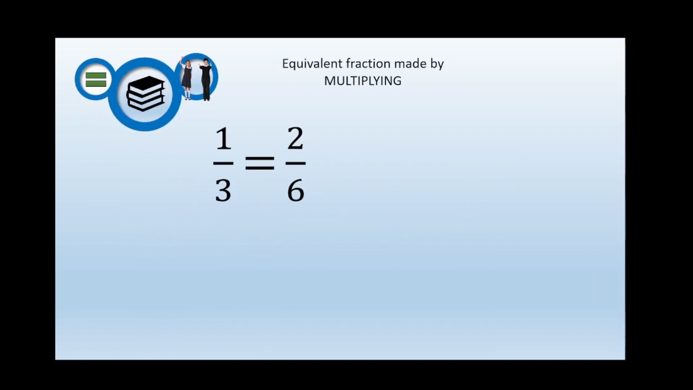Okay, well, let's look at a method of doing it. How did I get from a third to 2/6? Well, making an equivalent fraction, I just use multiply. So in this case, I multiplied by 2. I multiplied the top by 2. I multiplied the bottom by 2. So 1 times 2 is 2, and 3 times 2 is 6. And there's my equivalent fraction. 1/3 is the same as 2/6.